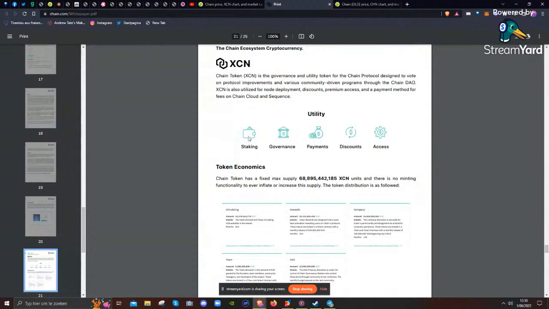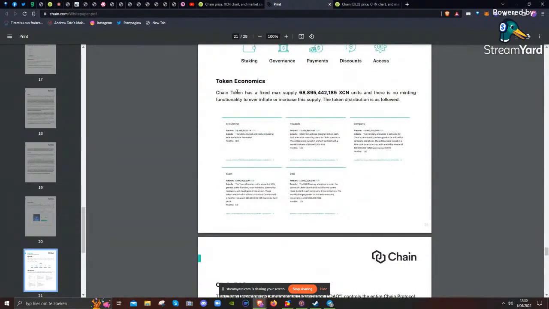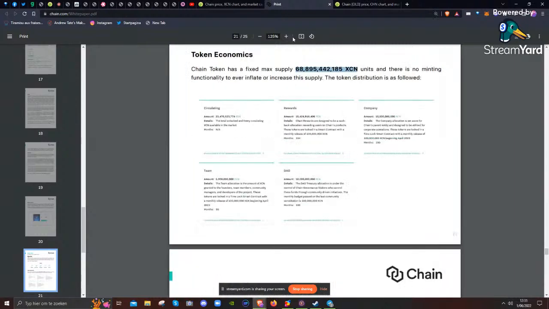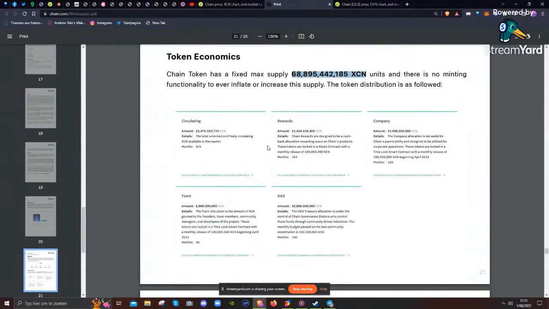Chain ecosystem, for what is used: staking, governance, payments, discounts, access, token economics. There's no minting functionality to ever inflate or increase the supply, so it's a hard cap. That's the kind of confirmation I needed, so that's great. Token distribution is as follows. Now that's quite small. I'm going to zoom in a little bit more. That's the amount circulating.